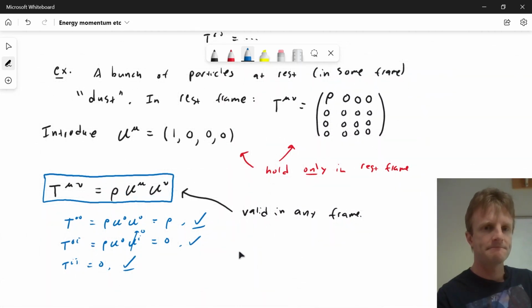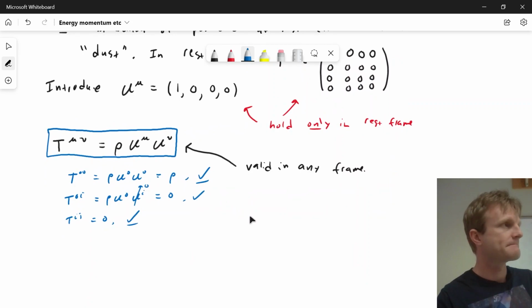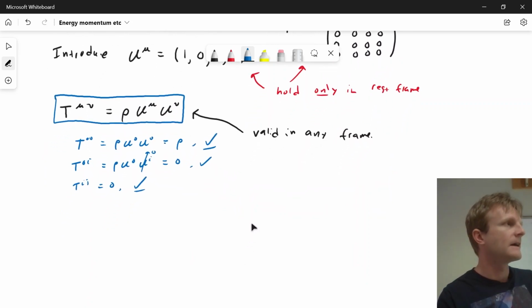Do we have a way to express the EM stress energy? It's on the homework, yeah.